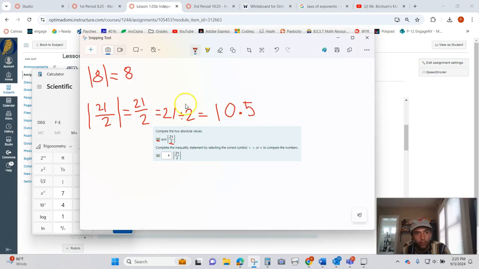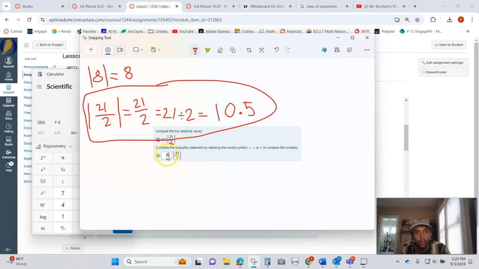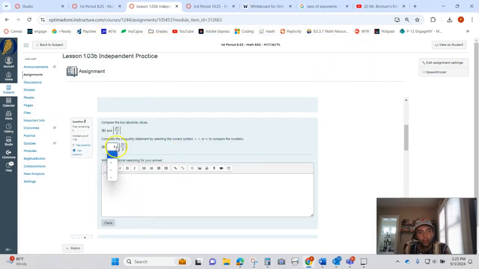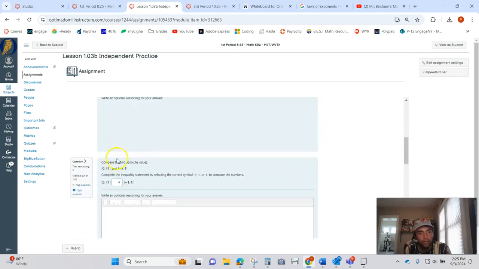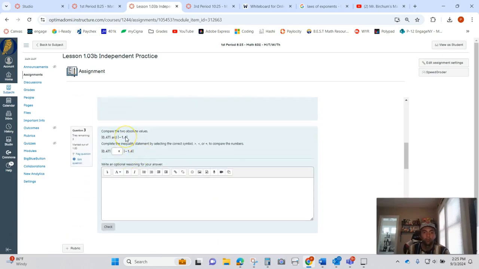So what is bigger, 8 or 10.5? What is bigger, absolute value of 8 or absolute value of 21/2? This is bigger right here. So the alligator mouth will eat the fraction for me. Let's check our work. Always click that check button. It is correct.